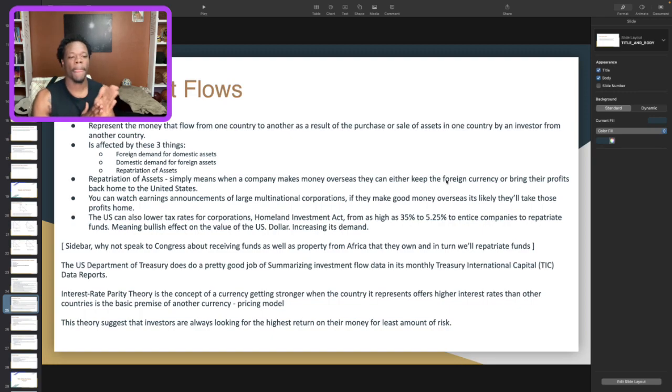As well as another thing that's really important is the interest rate parity theory. It's essentially a concept of a currency getting stronger when the country offers higher interest rates than other countries, as a basic premise of another currency pricing model. So essentially, higher interest rates, stronger currency. And this theory suggests that investors are also looking for the highest return on their money for the least amount of risk.